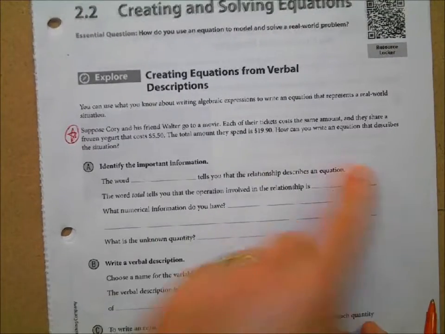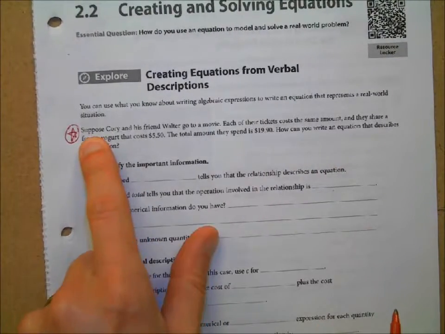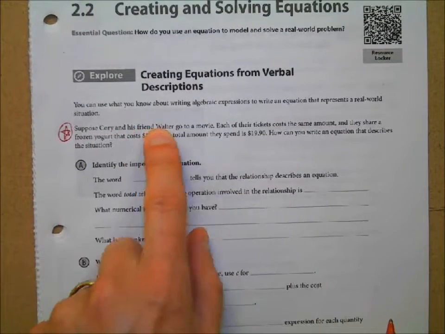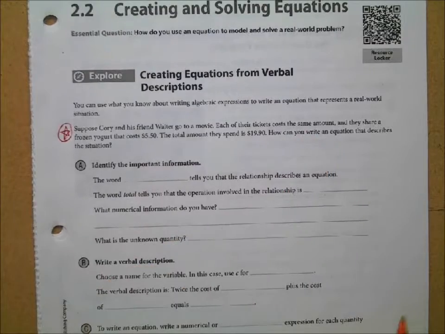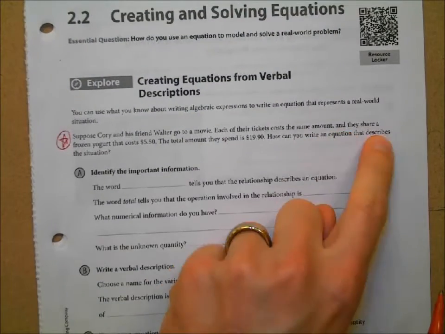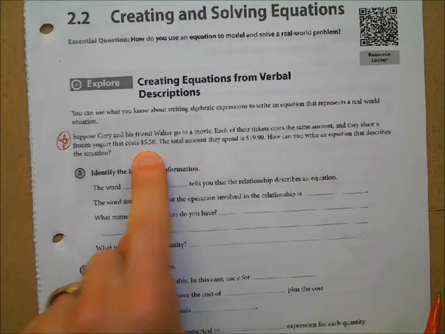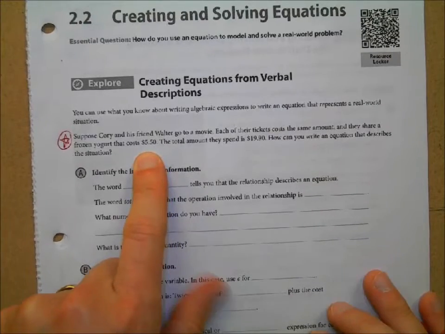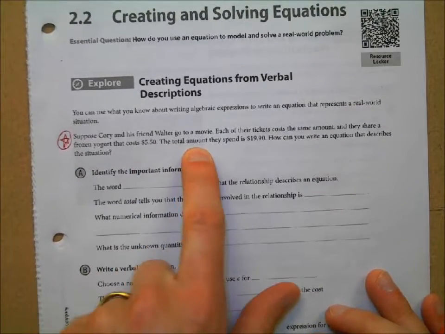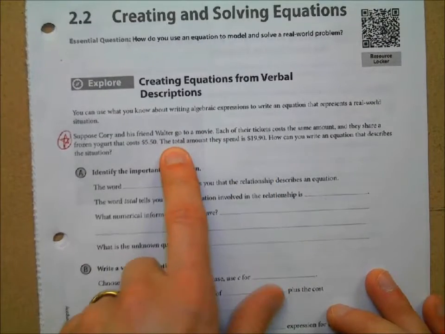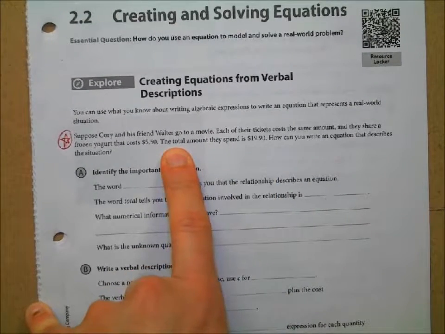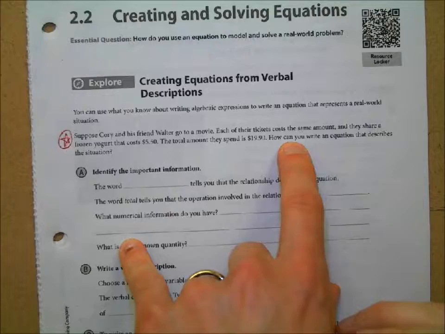Okay, so let's read. Suppose Corey and his friend Walter go to a movie. Each of their tickets cost the same amount, and they share a frozen yogurt that costs $5.50. Okay? The total amount they spend is $19.90. When we see that word total, what operation should we be thinking? When you total something, what, add, right? Addition. Okay? How can you write an equation that describes the situation?